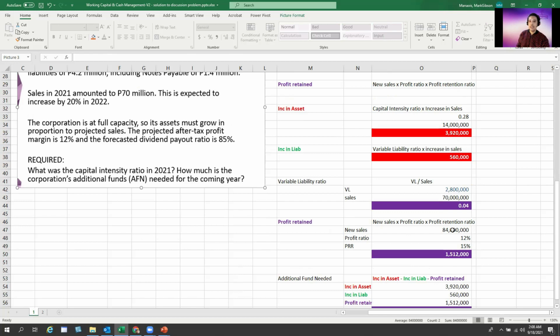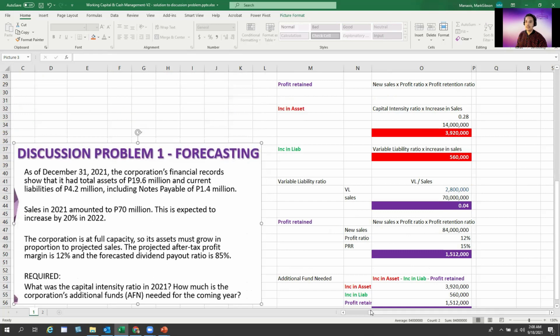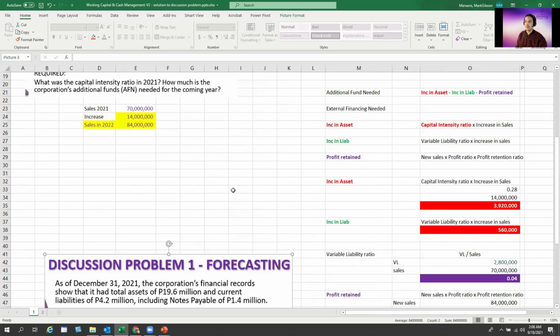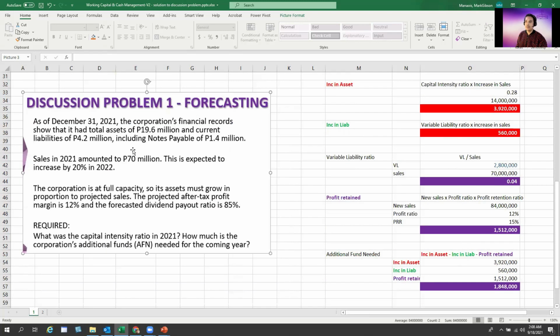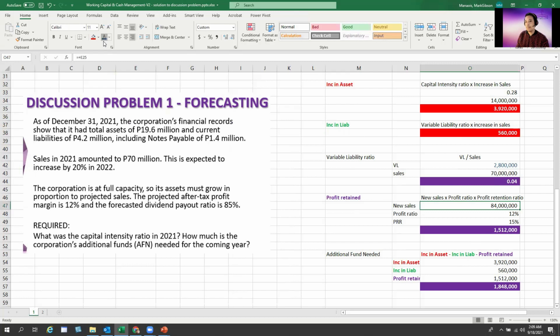Okay, so with that, isa-isa na natin para makalculate natin yung profit retained. So how much is the new sales? Na-compute natin kanina. 84 million, no? So that's 70 million multiplied by 20%, no? So 1.2 para makuha mo yung 84 million. So okay ka na dyan. Profit ratio is given, 12%. And of course, ngayon na alam mo na yung concept ng dividend payout ratio, nasabi nga complementary sa profit retention ratio. So alam mo na 15% yung profit retention ratio mo. So we have to multiply the 84 million multiplied by 12%, multiplied by 15%, and that's 1,512,000.